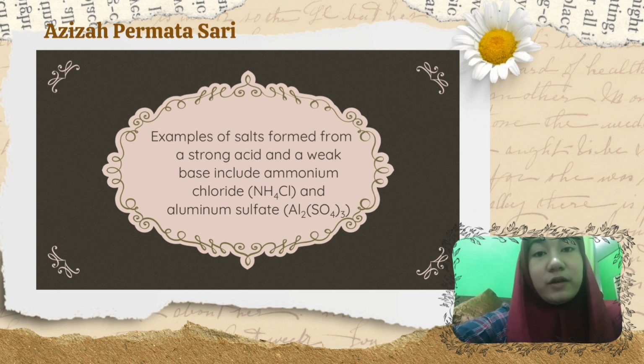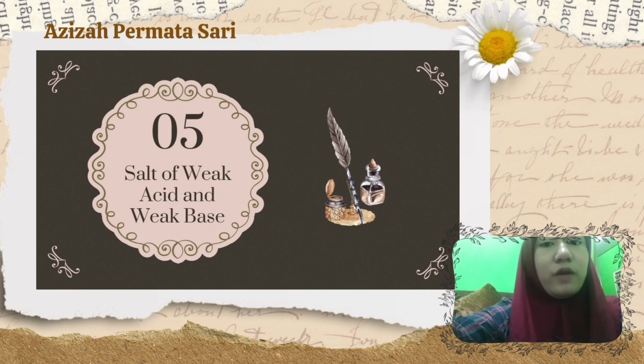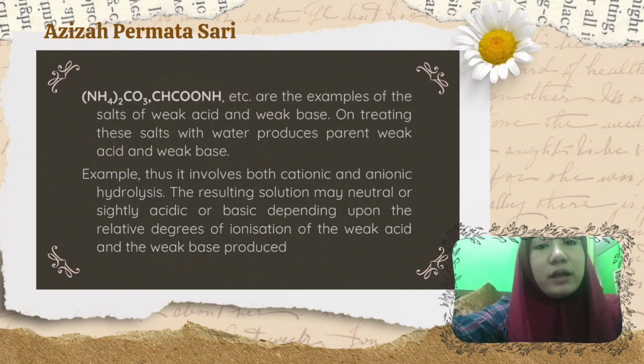Examples of salts formed from a strong acid and a weak base: ammonium chloride and aluminium sulfate. Salt of weak acid and weak base: NH4 2CO3, CH3COONH4 are examples of the salt of weak acid and weak base.